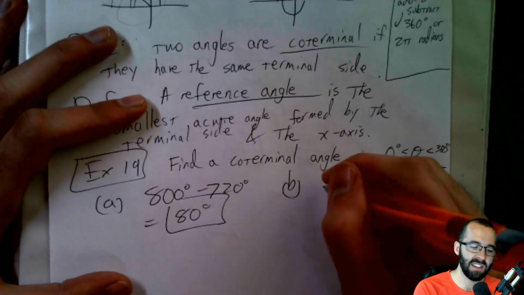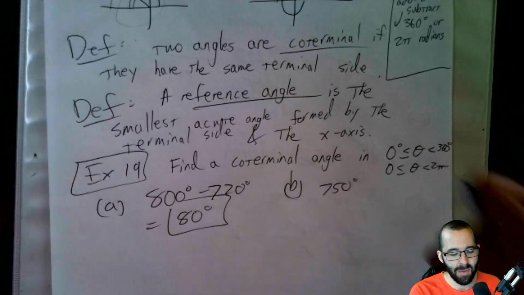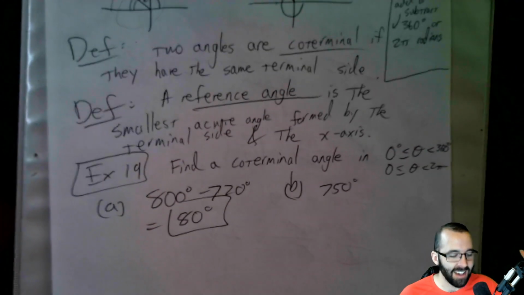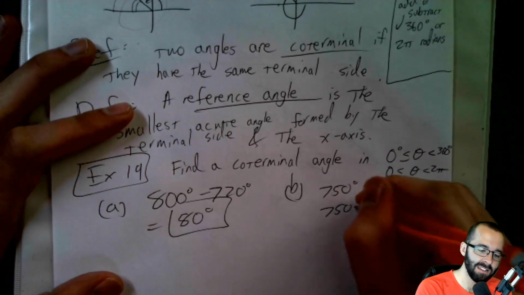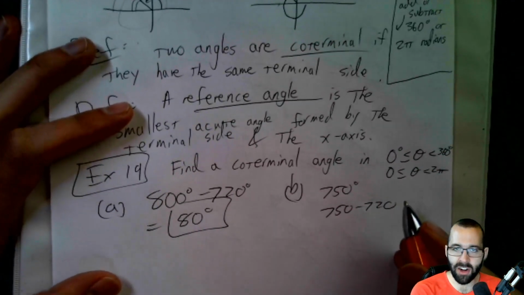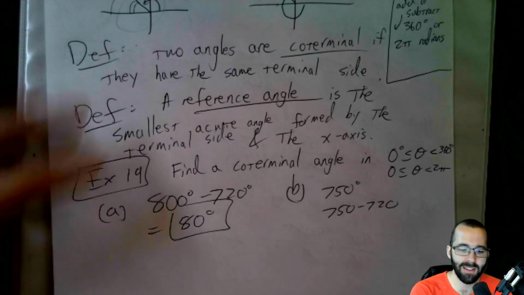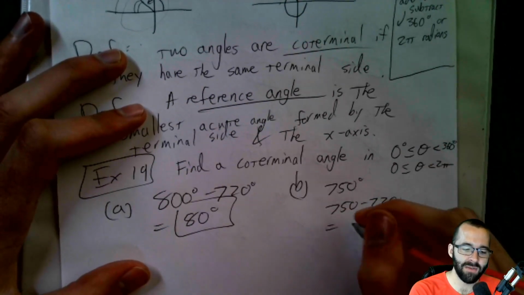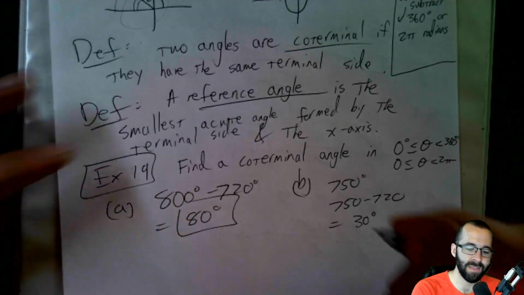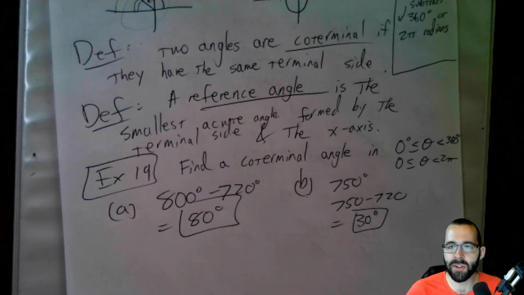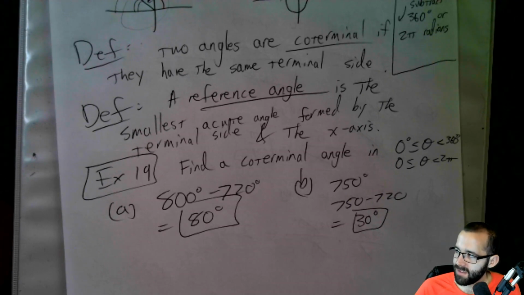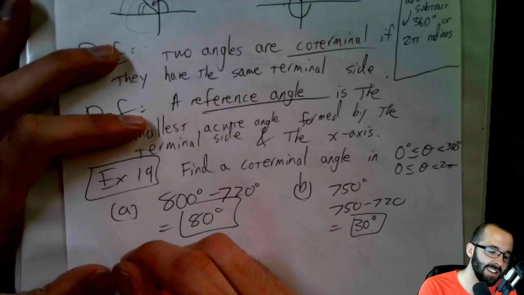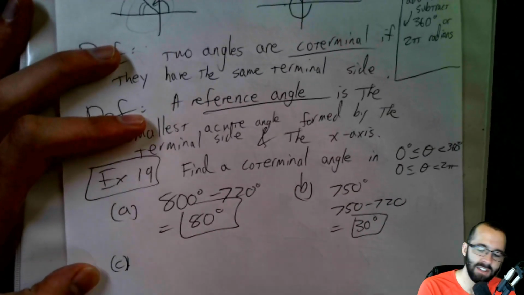Okay, we got some other stuff. Part B, 750 degrees. You might be saying, this is too easy. I already know how to do this. We're going to do the same thing. Subtract 720 again. Again, 720 is just doing 360 twice. And what we're going to get is 30 degrees. These are angles that are coterminal, that are in our desired interval. But before you start getting too comfortable, let's look at some radians.